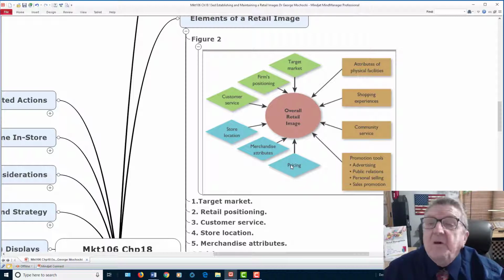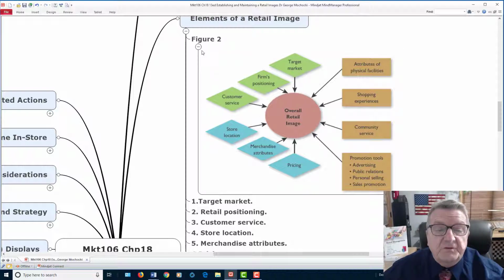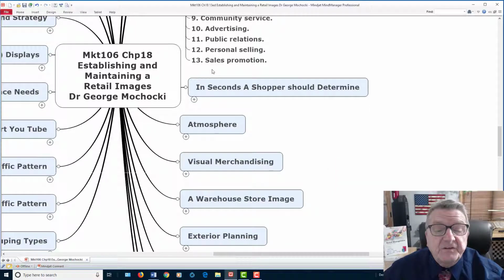Merchandise: what are you carrying? What are your pricing attributes of the physical facility? What's the shopping experience? Is it trendy? Do you have technology, or is it all kind of messed up? Community service: how are you giving back in the community? Are you involved in the community and promotion and tools? So that's basically the whole thing, and we discussed that in our discussion board or in our face-to-face lectures.